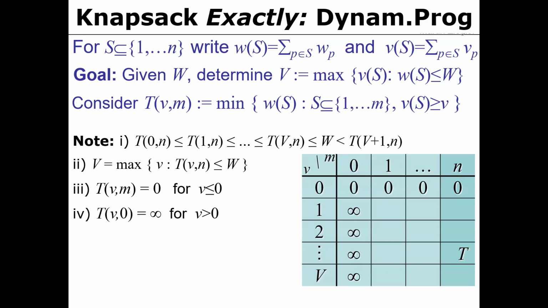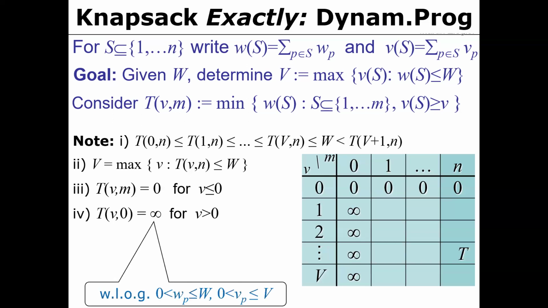in order to achieve a positive, non-zero value among the first 0 packets, it's impossible. So the minimum over an empty set is, by convention, equal to infinity. Because, remember, without loss of generality, all packets we consider have strictly positive weight and strictly positive value.